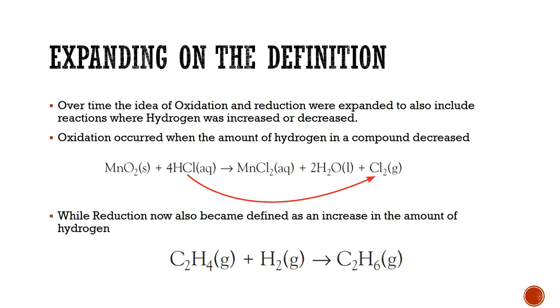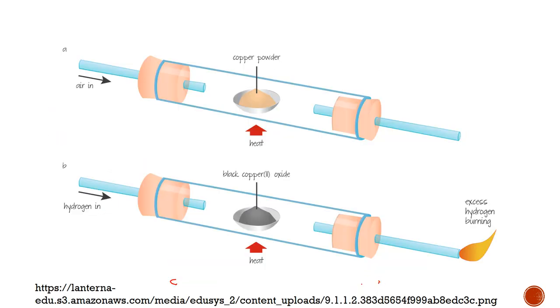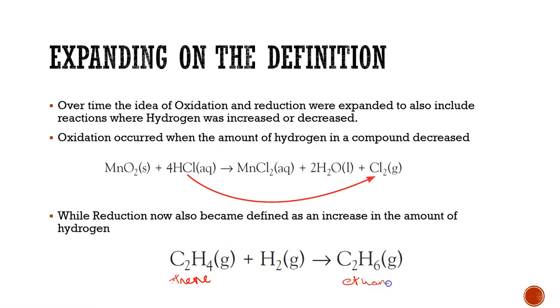Or another reaction that we've seen when we did organic chemistry is the idea of ethene. So our ethene reacting with hydrogen in a hydrogenation reaction to form ethane. So this is adding hydrogen in, so it's being considered reduced. When we increase the amount of hydrogen in a compound, we're said to being reduced. So if we increase the amount of oxygen, it's oxidized. If we increase the amount of hydrogen, it's reduced.